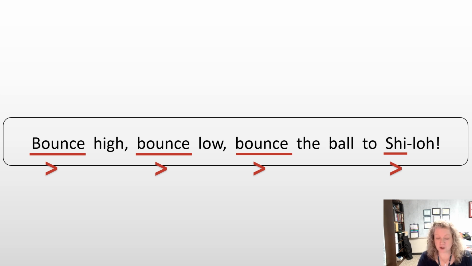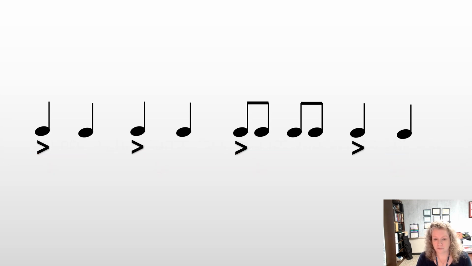But let's look at what this would look like in music notation. This would be difficult to track visually. So we've got the rhythm for bounce high, bounce low, and look at how it's not very clear how we need to track.